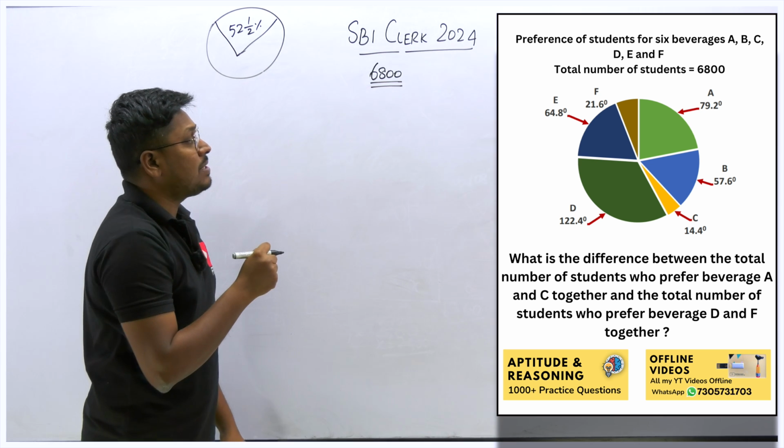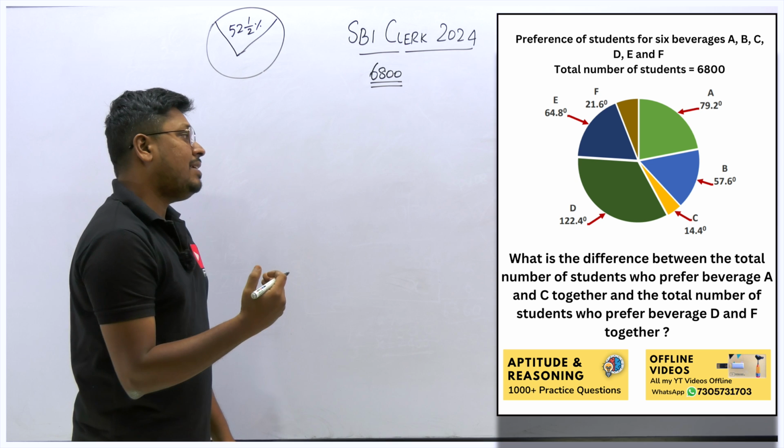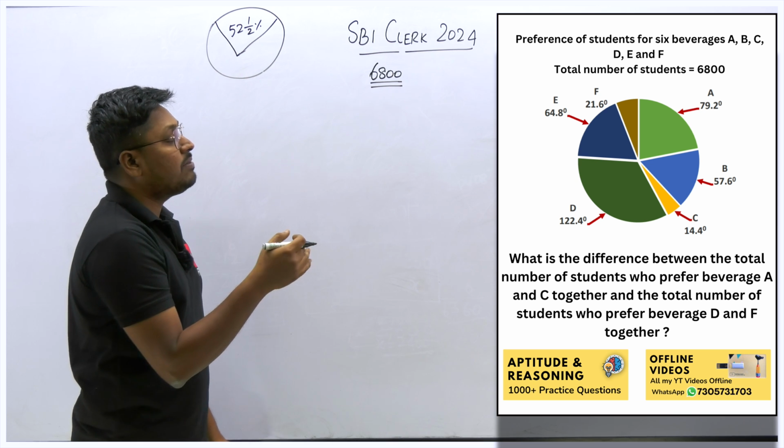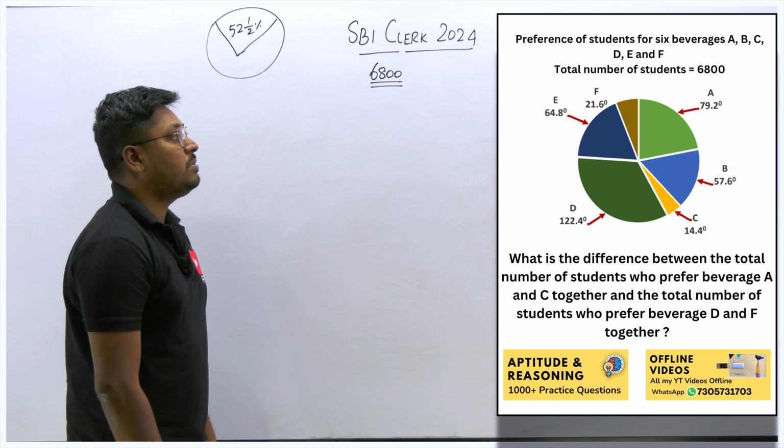Out of these 6,800 students, they like different beverages A, B, C, D, E and F. So there are 6 beverages in total, and all the values are in terms of degrees. So what about the first question?